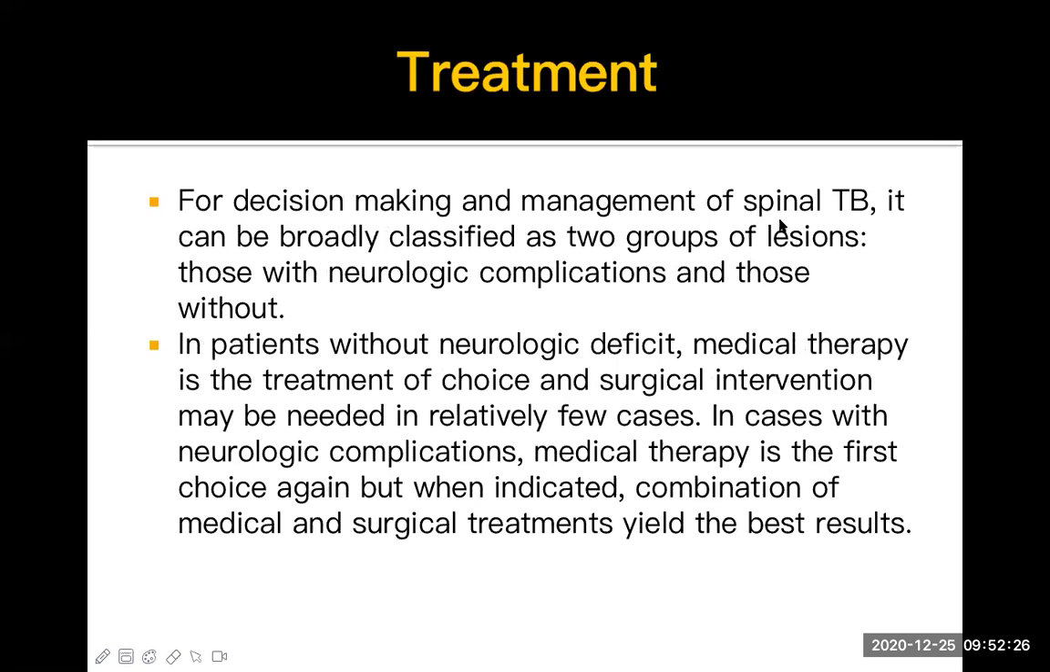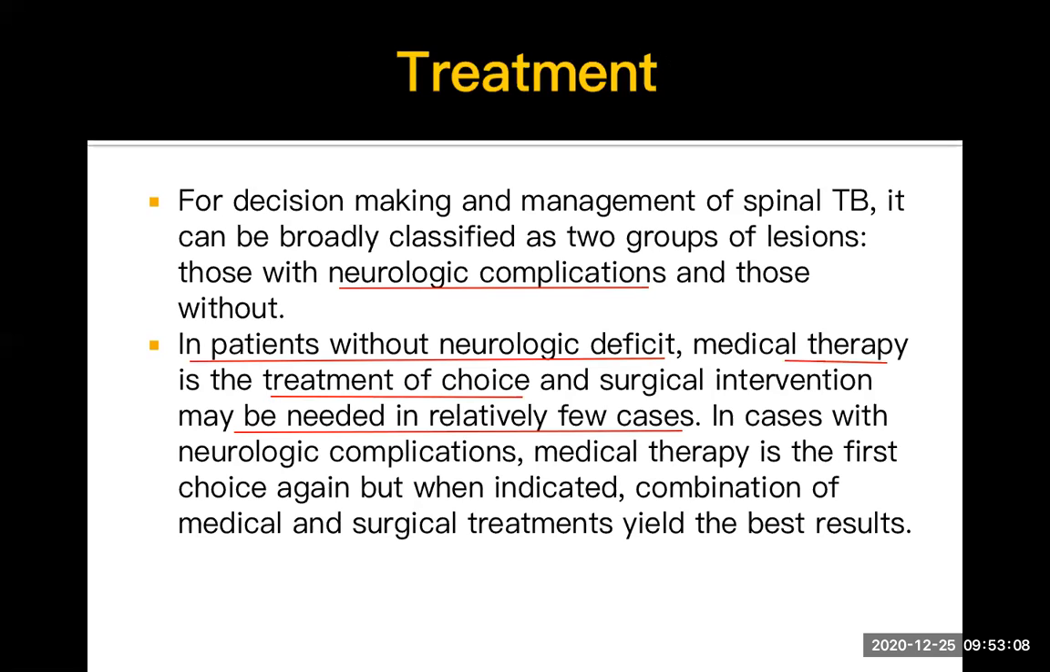Now, for decision making and management of spinal TB, it can be broadly classified into two groups of lesion. That's what I told you just now: those with neurological complication and those without. Neurological complication means paraparesis. Now see, in a patient without neurological deficit, without paraparesis or paraplegia, medical therapy is the treatment of choice, and surgical intervention may be needed in relatively few cases. So these are straightforward cases for management. You don't need to worry much.